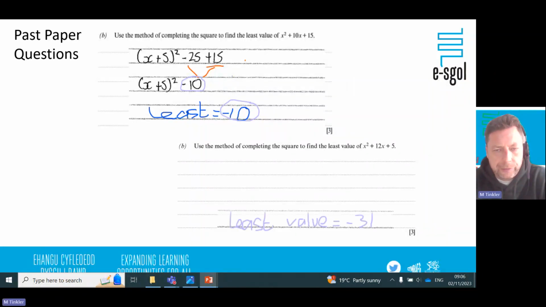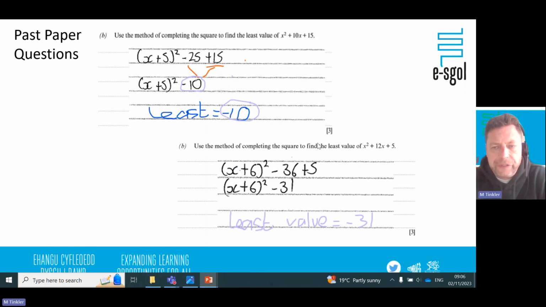Okay, so let's run through this. Half of 12 is 6. X plus 6 all squared. Then 6 squared is 36. Take away the 36 plus 5. So I've shown you where I got the minus 31 from, and the least value equals minus 31.